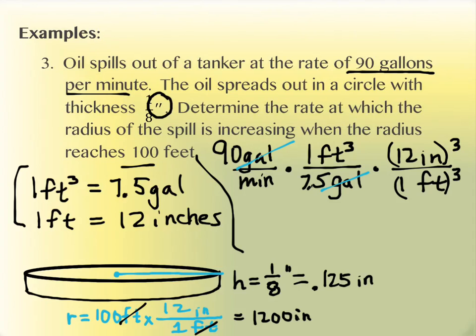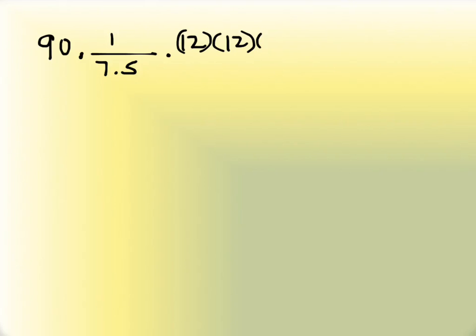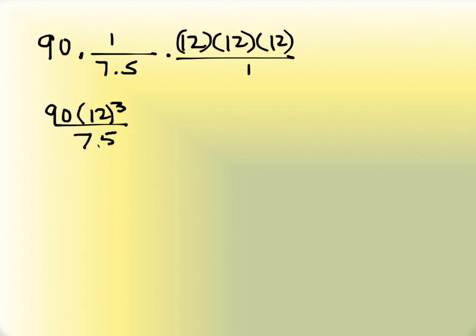So let me actually use the next slide to see this. So we actually end up with taking 90 times 1 over 7.5 times 12 times 12 times 12 over 1. Or you can think we've got 90 times 12 cubed over 7.5. What is this number value that we get for this?